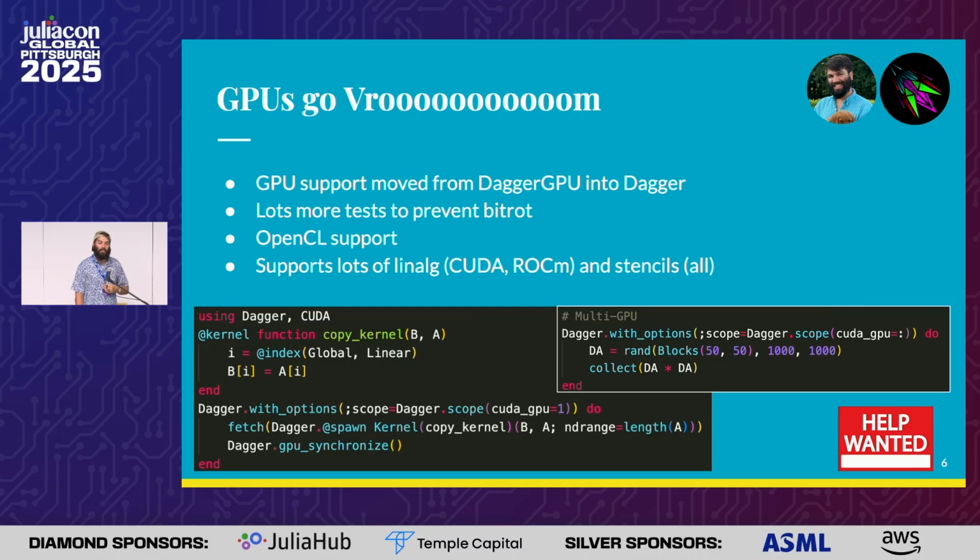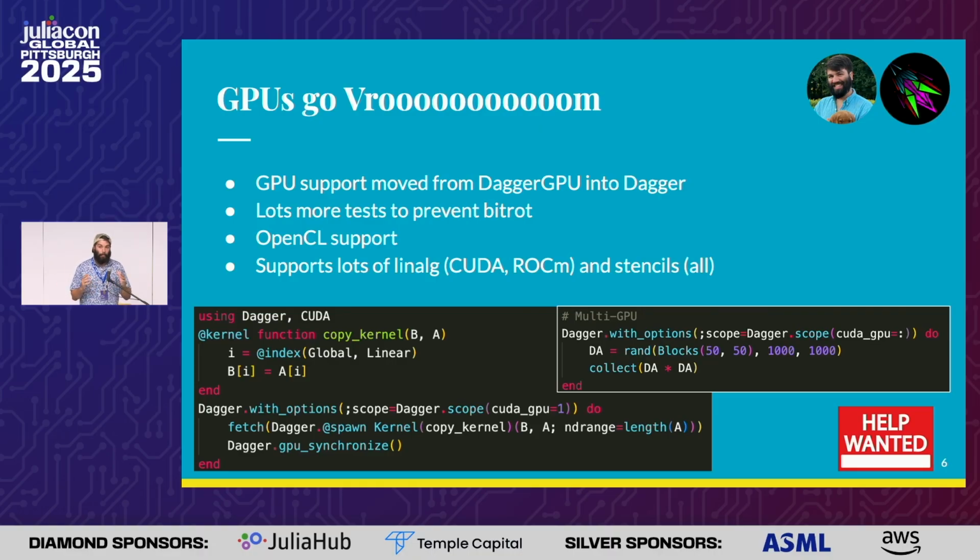So additionally, something that we've been working on is improving GPU support. Previously, anyone who's used Dagger with GPUs knows that we've had the DaggerGPU package. It was kind of annoying that we had to have DaggerGPU. It's like, why not just have Dagger and CUDA and you're done via package extensions? Well, that's what we did. So now if you want to use GPUs and Dagger together, you just say using Dagger, using CUDA, and you're done. All of the code that you need is loaded.